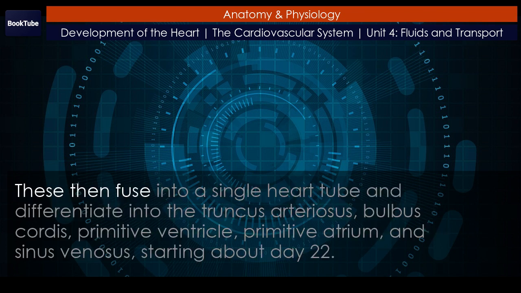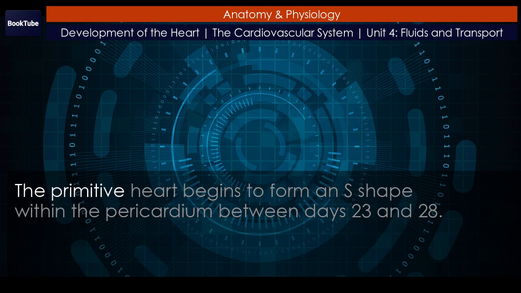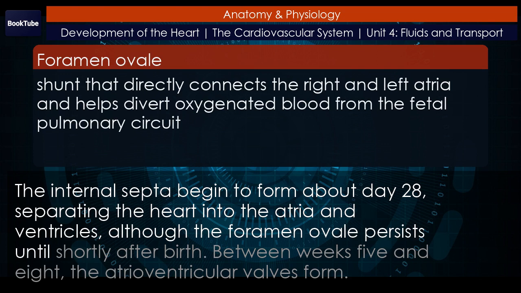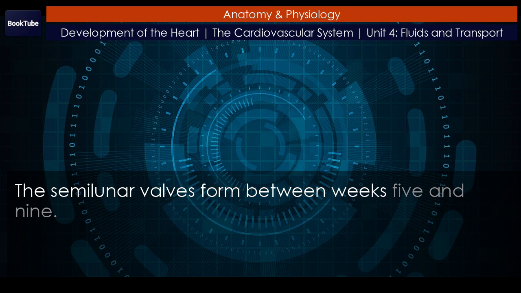These then fuse into a single heart tube and differentiate into the truncus arteriosus, bulbus cordis, primitive ventricle, primitive atrium, and sinus venosus. Starting about day 22, the primitive heart begins to form an S shape within the pericardium between days 23 and 28. The internal septa begin to form about day 28, separating the heart into the atria and ventricles. Although the foramen ovale persists until shortly after birth, between weeks 5 and 8, the atrioventricular valves form. The semilunar valves form between weeks 5 and 9.